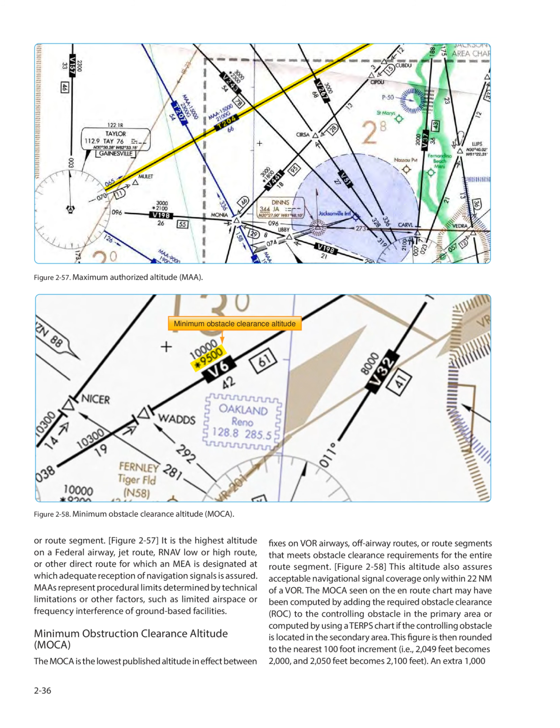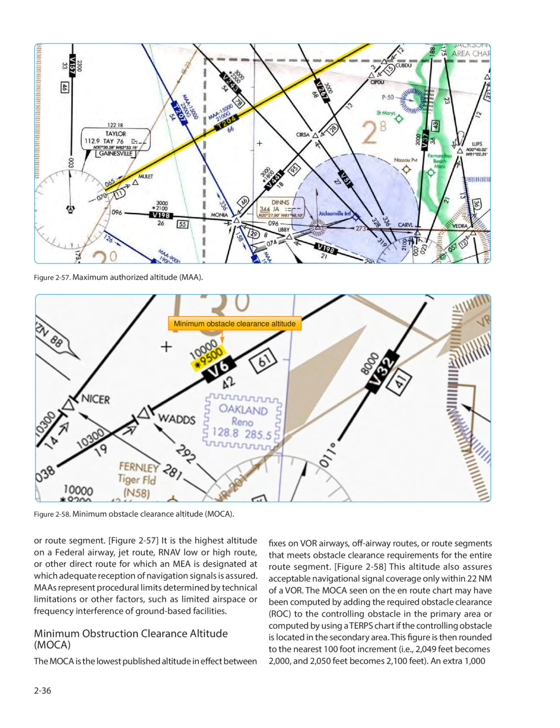The MOCA is the lowest published altitude in effect between fixes on VOR airways, off-airway routes, or route segments that meets obstacle clearance requirements for the entire route segment. Figure 258. This altitude also assures acceptable navigational signal coverage only within 22 nautical miles of a VOR.